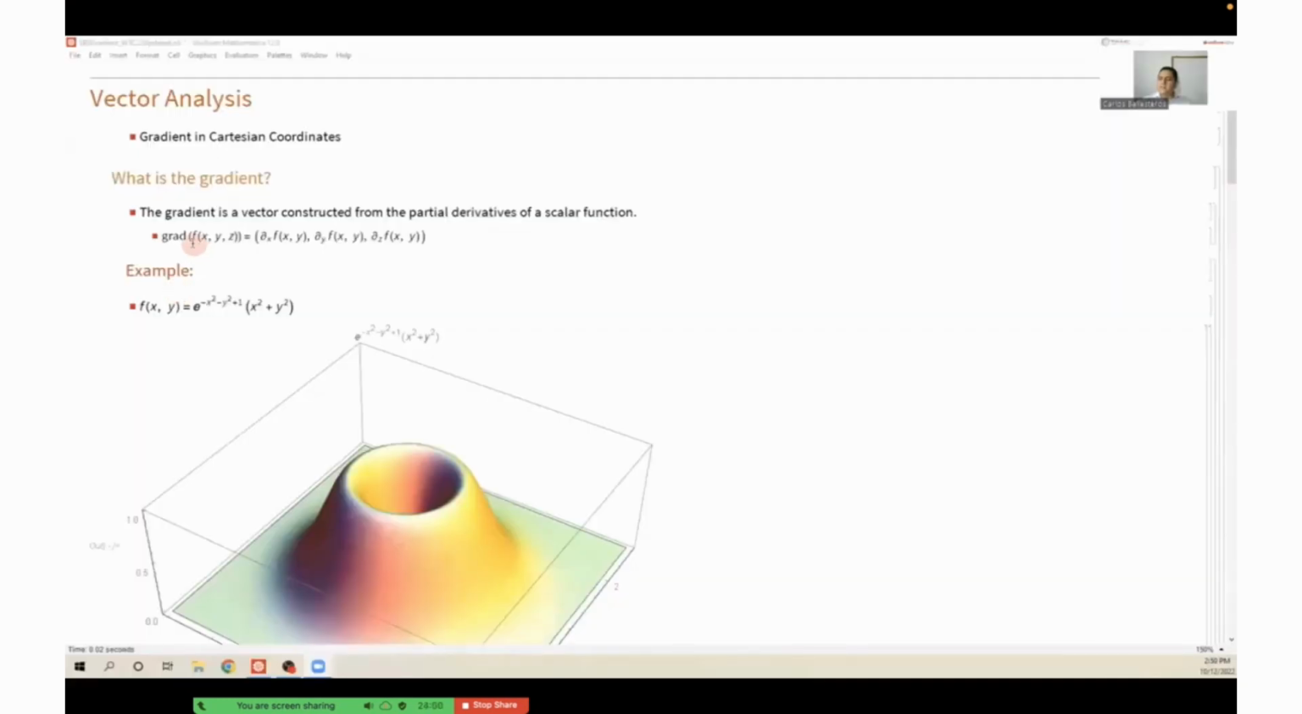For vector analysis, now there is a step-by-step solution for gradient in Cartesian coordinates. But what is the gradient? I will try to explain this in an easy way. The gradient is a vector constructed from the partial derivatives of a scalar function. For example, if we have a function of 3 variables, then we will get a three-dimensional vector with this form.